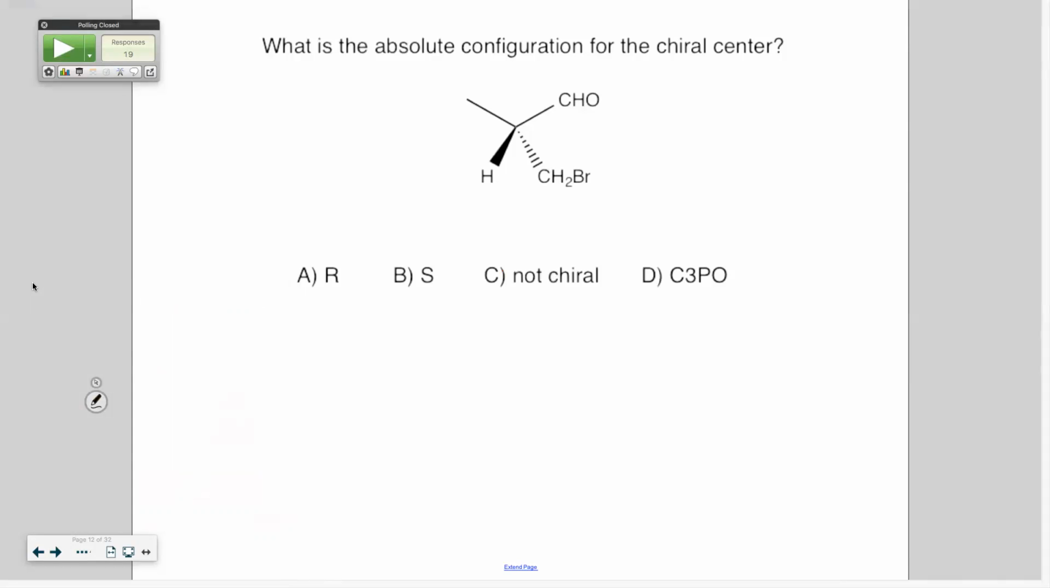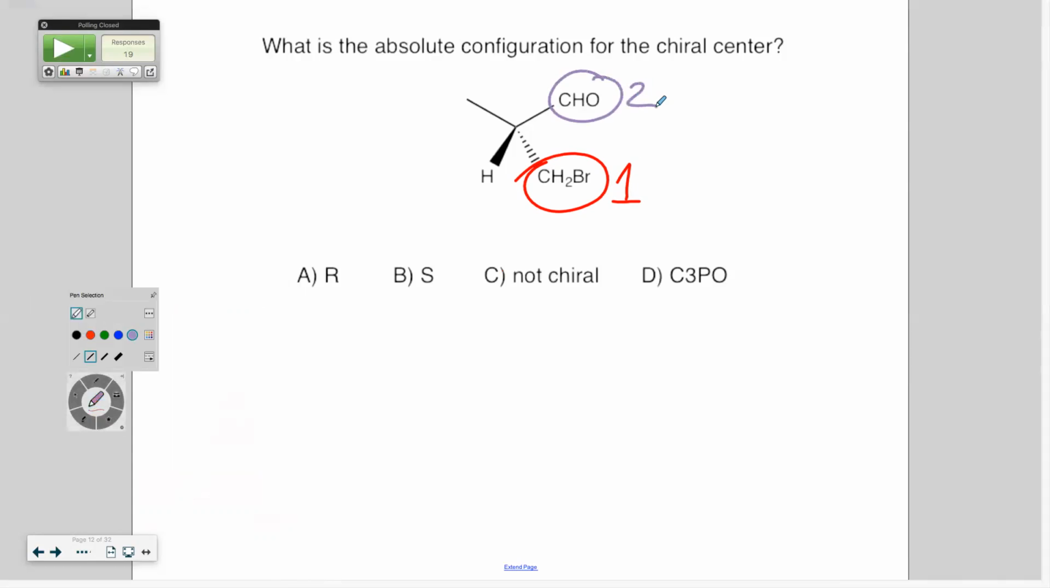Okay, so you should know the priorities from the last question. Anybody? All right, so who's 1? The one with the Br is 1. Who's 2? Joe. Good old Joe. Who's 3? And what's that poor little hydrogen? 4. Yeah, because I was picking it up.